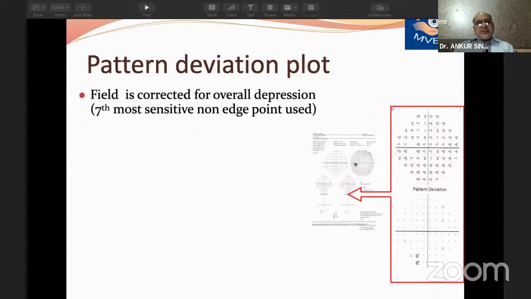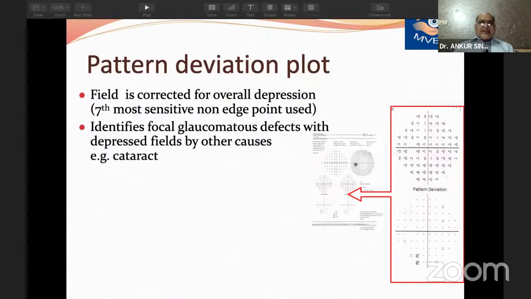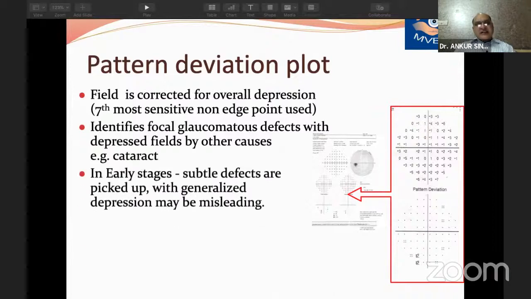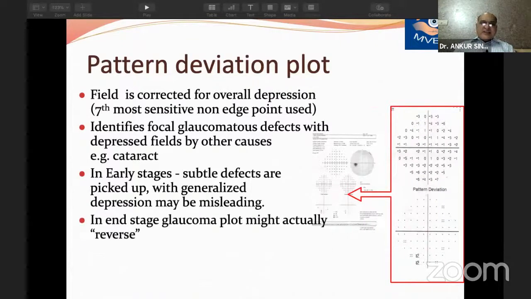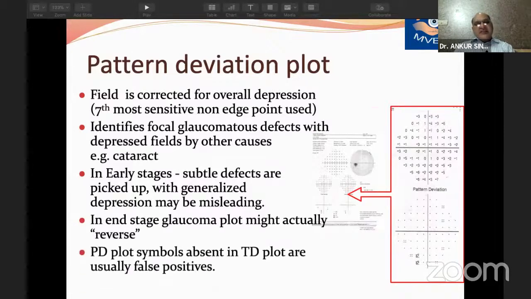Now, pattern deviation: the field is corrected for the overall depression from the total deviation plot. It identifies the glaucomatous focal defects which lie within the generalized defects. So in the early stages of glaucoma, the subtle defects are picked up in this map. And in the end stage, it can get reversed actually. The pattern deviation may show white, or there may not be any defect in the pattern deviation, but there will be a defect in the mean deviation, which will be required to follow up such patients.